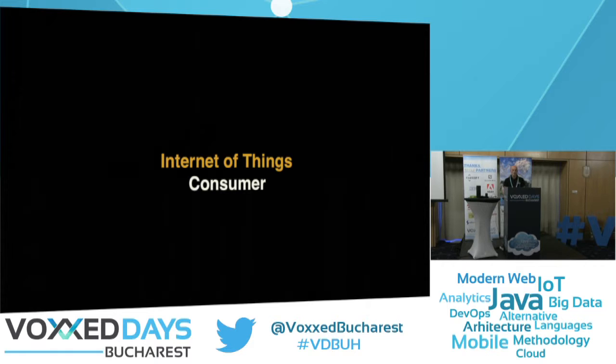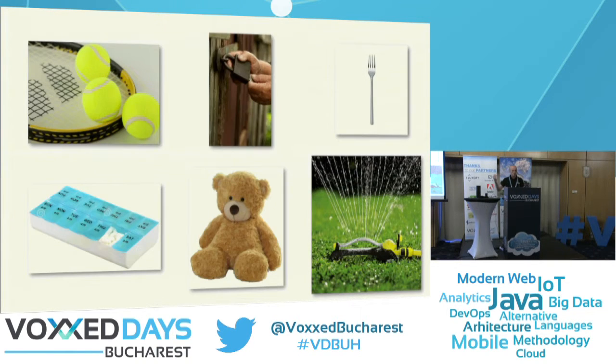So I will divide IoT here in two areas, consumer and industrial. Let's start with consumer. You see some products here that have been around for many, many years. We have a tennis racket, a lock, a fork, a pill dispenser, a teddy bear, and a water sprinkler, right? So how many of these will exist as connected devices with the same functionality? Do you see 0 IoT products here potentially, or 6, or somewhere in the middle?